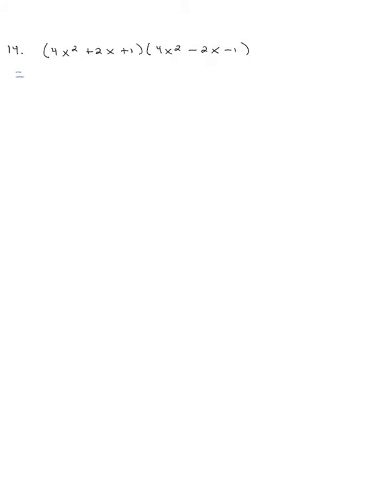Okay, so multiplying these two together would give us 16x to the 4th minus 8x cubed minus 4x squared. Multiplying in the 2x gives me 8x cubed, then a minus 4x squared, and then minus 2x. Multiplying in 1 gives me 4x squared minus 2x minus 1.